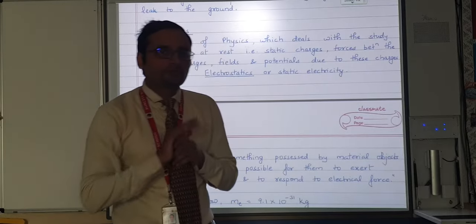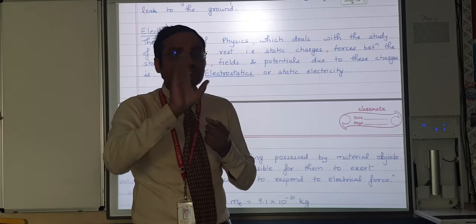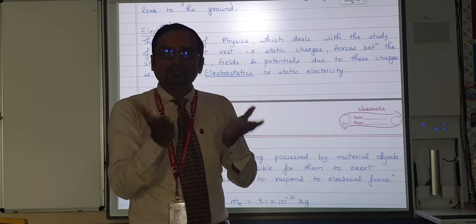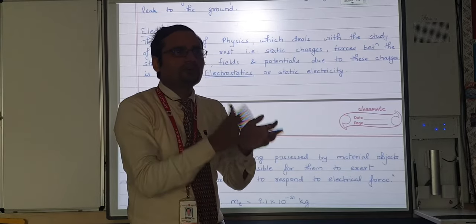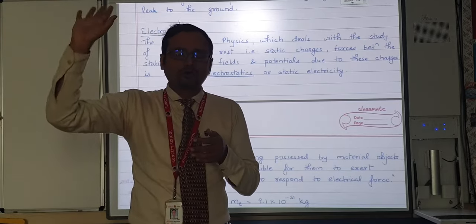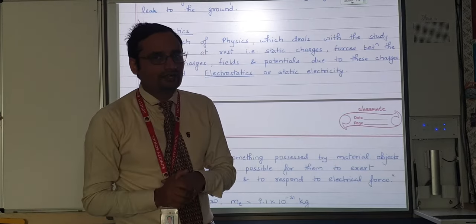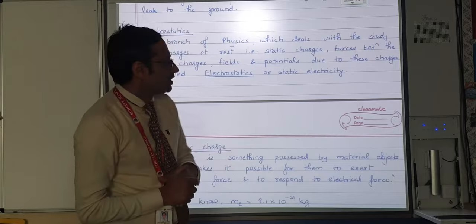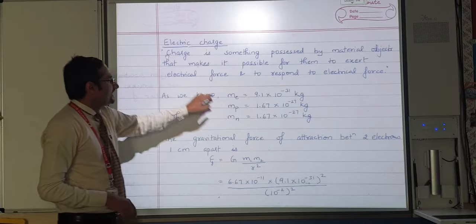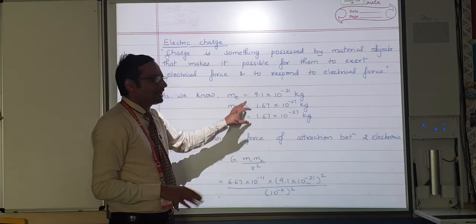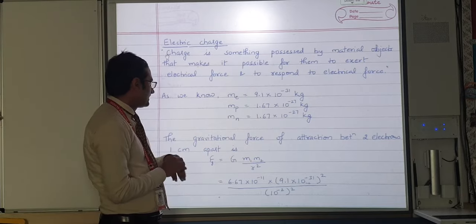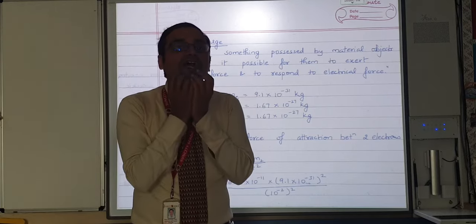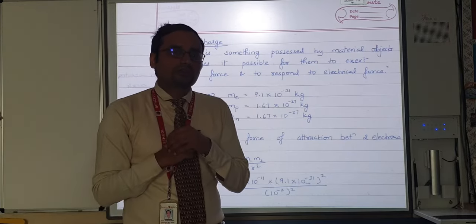I hope every one of you knows about the proton, positively charged, the electron, negatively charged, the neutron, neutral, and you know about others, the alpha particle, beta particle, and so on. I don't want to discuss that right now. Let's take two electrons. We have the electron, the proton and the neutron. As I said, they all have masses. I want to find out the force of attraction between two electrons.